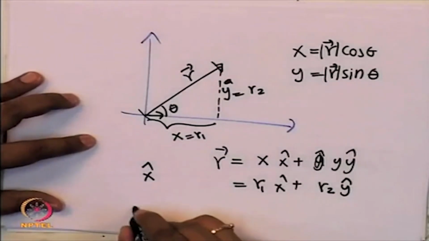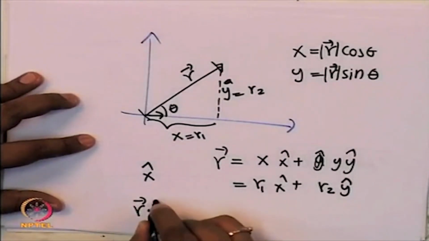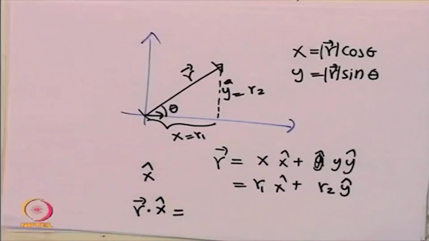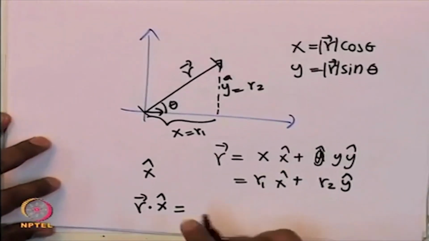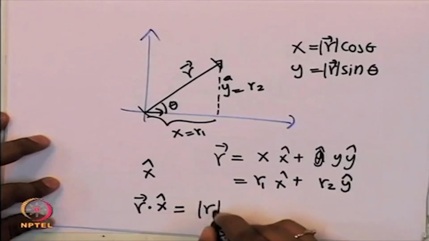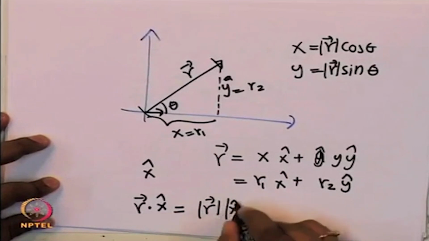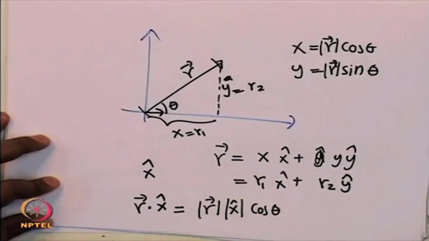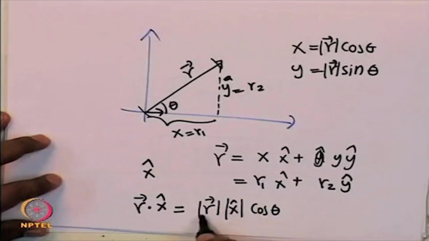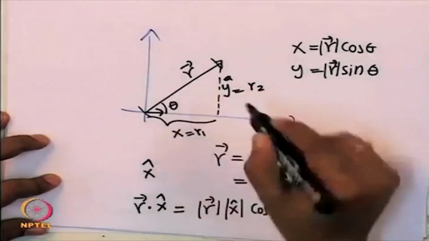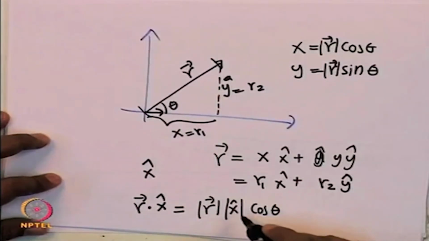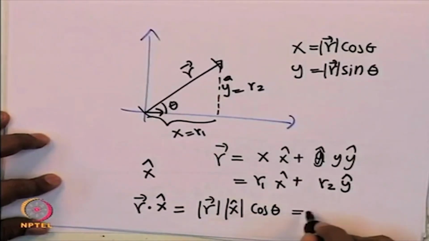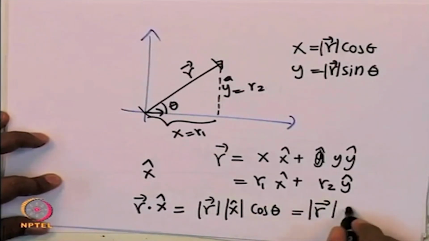Now, if we find r vector dot x cap, what is this? According to our definition, it is the modulus of the r vector times the modulus of the x cap vector times cos of this angle theta, which is the angle between this x and this r. Now, the modulus of x cap is 1. So, this is the modulus of the r vector times cos theta.